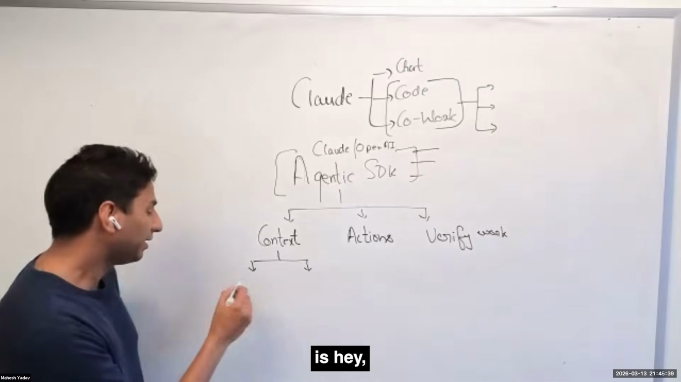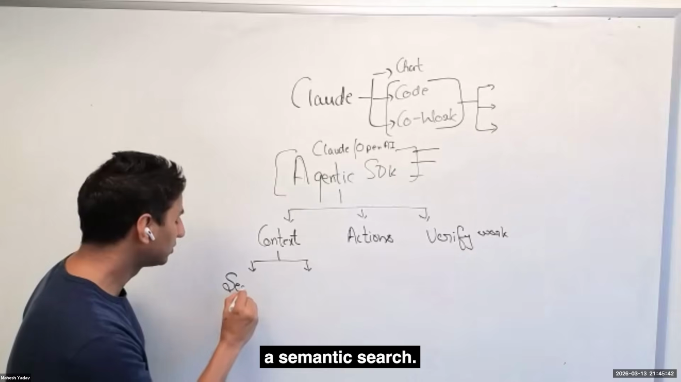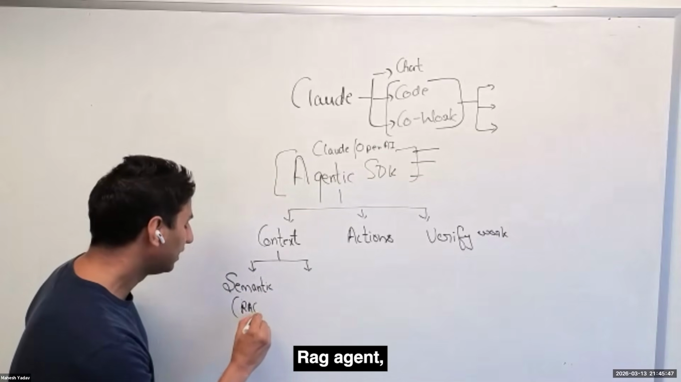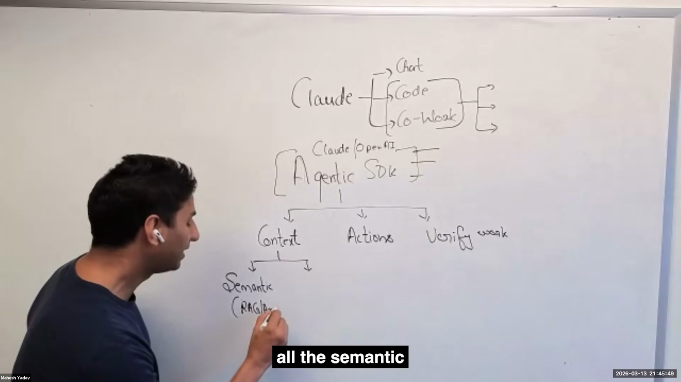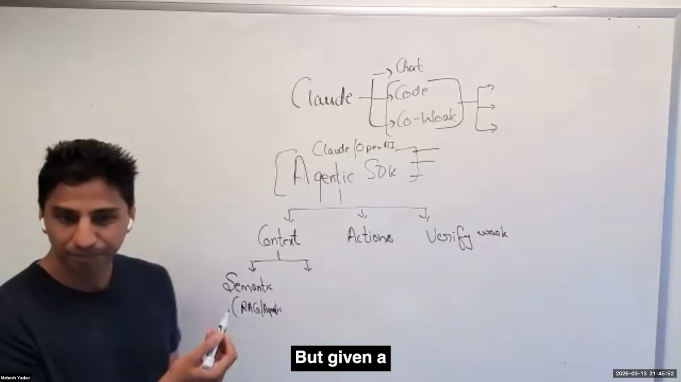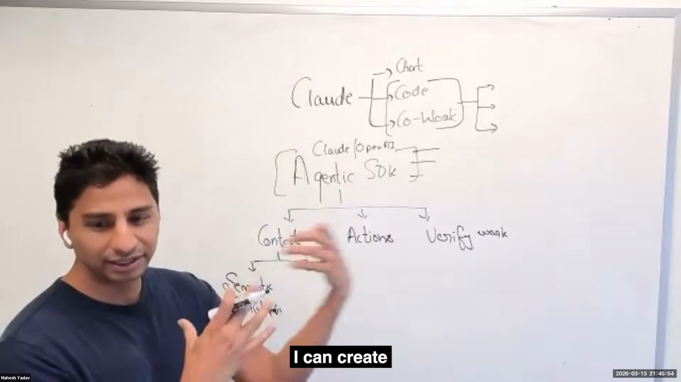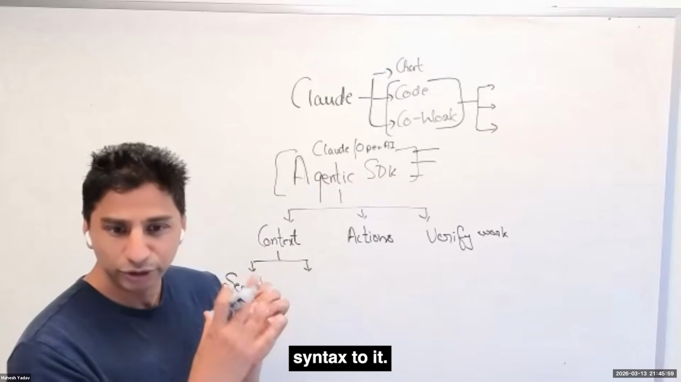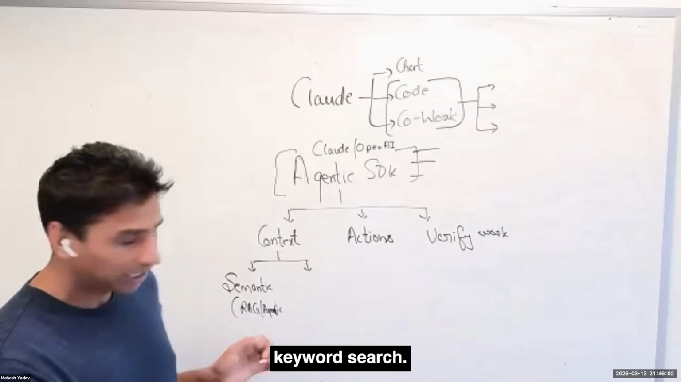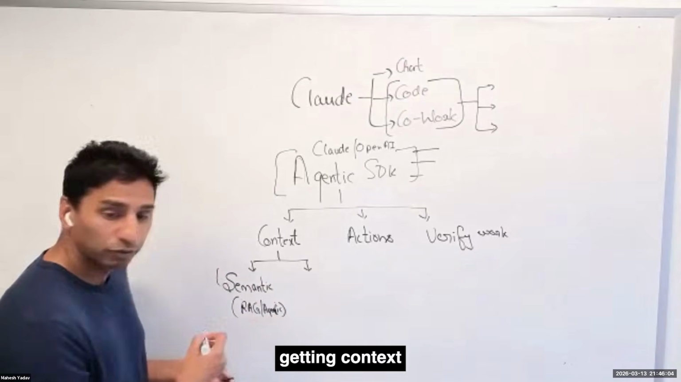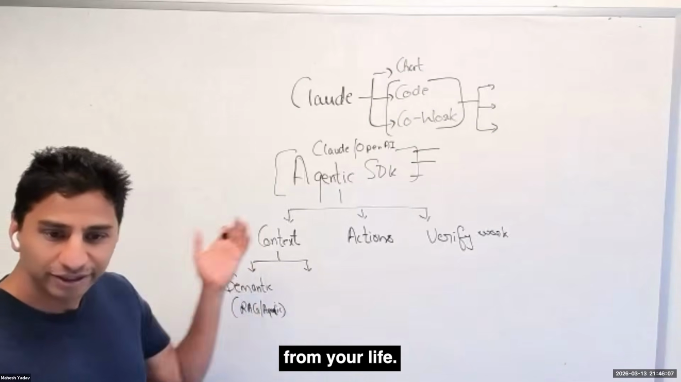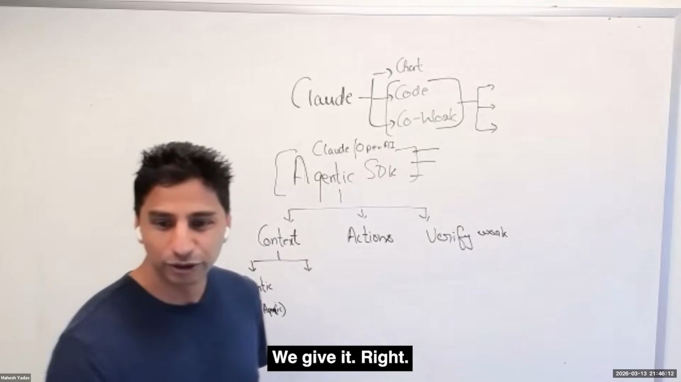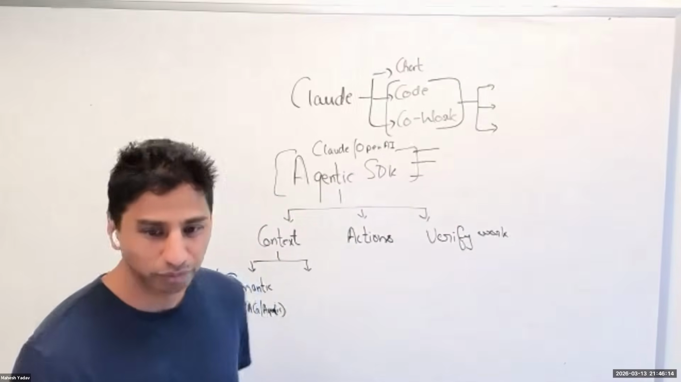Let's say you wanted to take context. What you did is, hey, you had a semantic search. This is what the whole world was talking about, this RAG and all. RAG, agentic RAG. All the semantic search is nothing but, given a text, I can create a machine learning based representation and then find adjacent text to it. So I can do better than the keyword search. And that's how we were getting context from your documents, from your life, whatever you upload. We find that context, we give it, right? So that's how the world worked before.